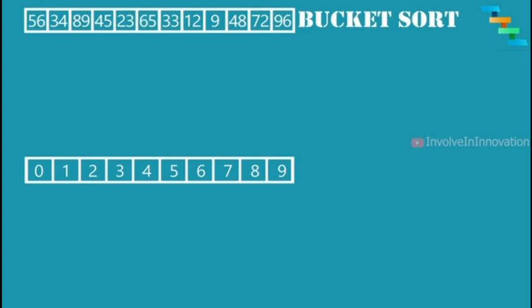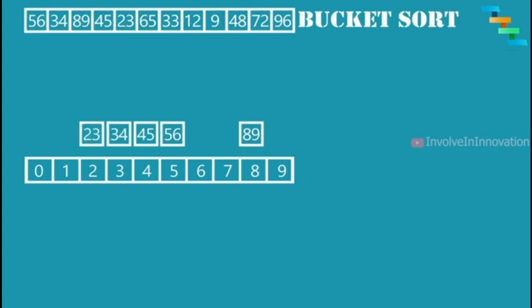Now take the first element, 56. Here the tenth place index value is 5. We will calculate it by dividing by 10. So 56 divided by 10 gives us the value 5, so place it in bucket 5. 34 divided by 10 gives us the value 3, so we'll put it in bucket 3. After that, 89 divided by 10 gives us the value 8, so we will put it in bucket 8. 45 divided by 10 gives us the value 4, so we will put it in bucket 4. 23 divided by 10 gives us the value 2, so we will put it in bucket 2.